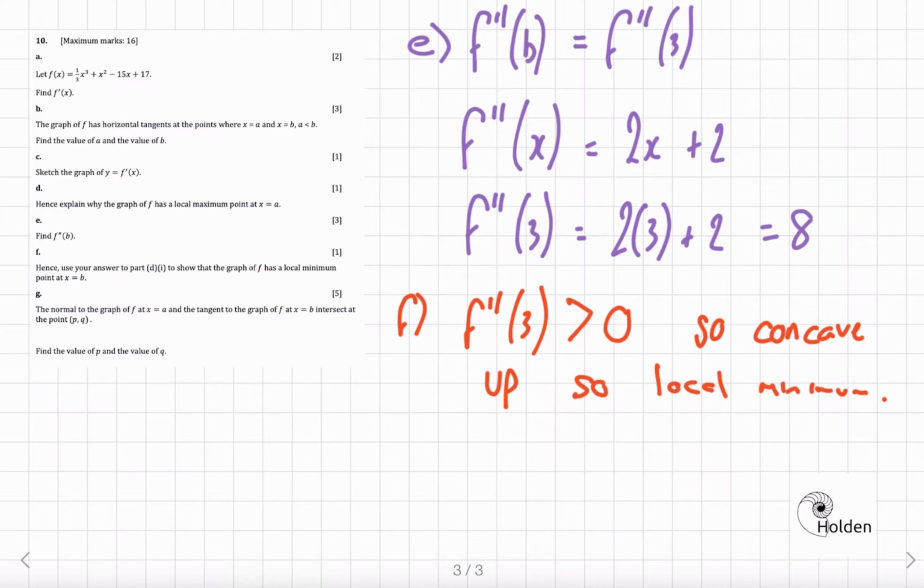So we could also state that it's greater than 0 and that it's a local minimum because of that value, or that f prime is positive. Okay, many different ways. G. Okay, so I need to just add.